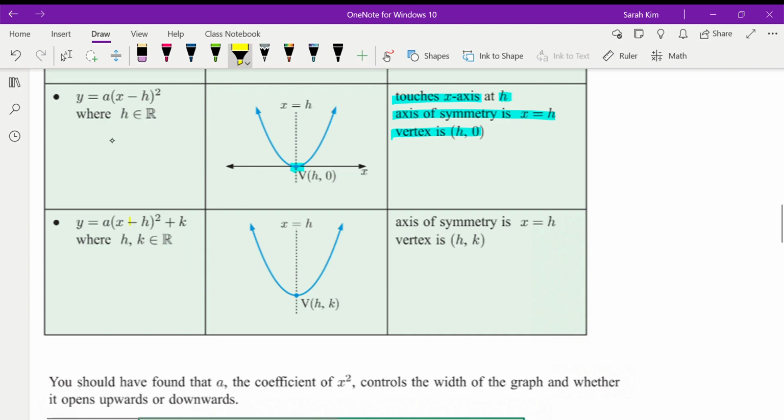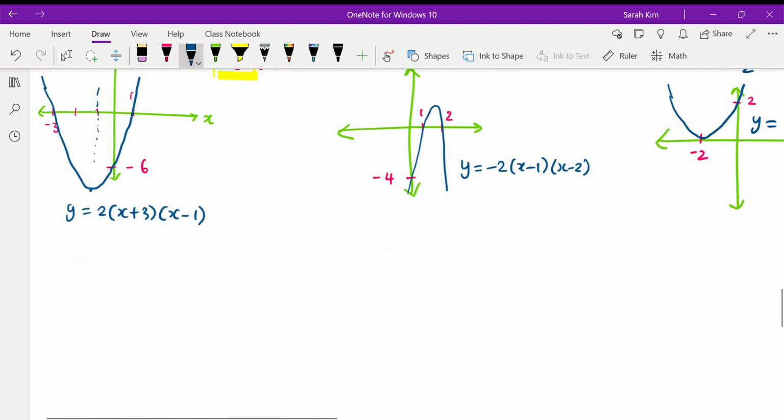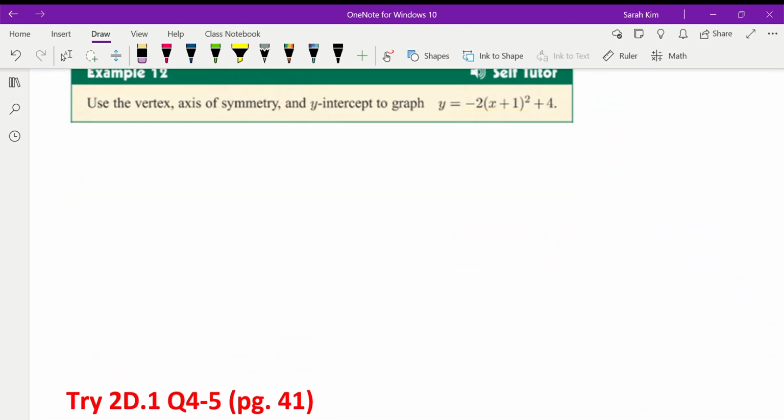If it's a negative h, it becomes a positive h. Whatever that constant number is becomes your y coordinate. So that's all I need to do. Looking at this, I know that it's a plus 1, so it's going to be negative 1. It's going to be plus 4 as my vertex, I'm going to write V for vertex. Axis of symmetry, I'm going to write axis of symmetry, you can do that too, is going to be x equals negative 1, because we always just use that coordinate.